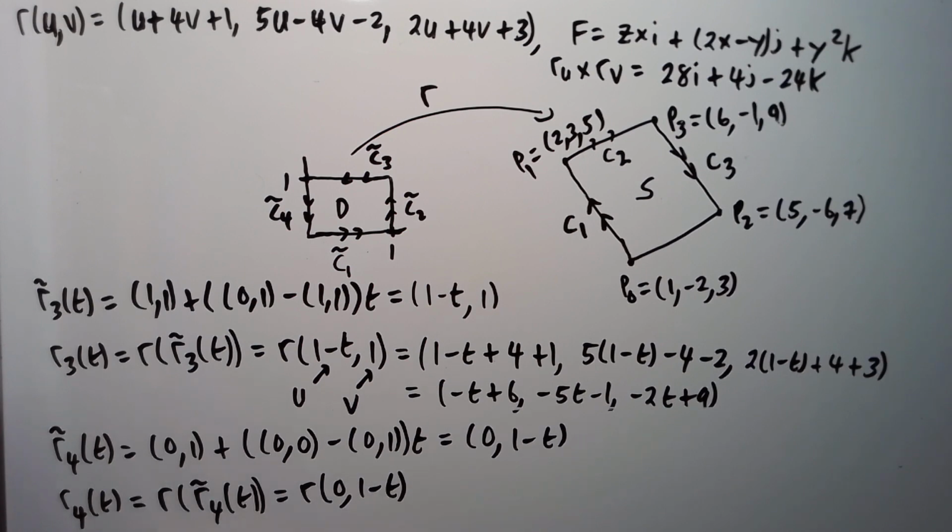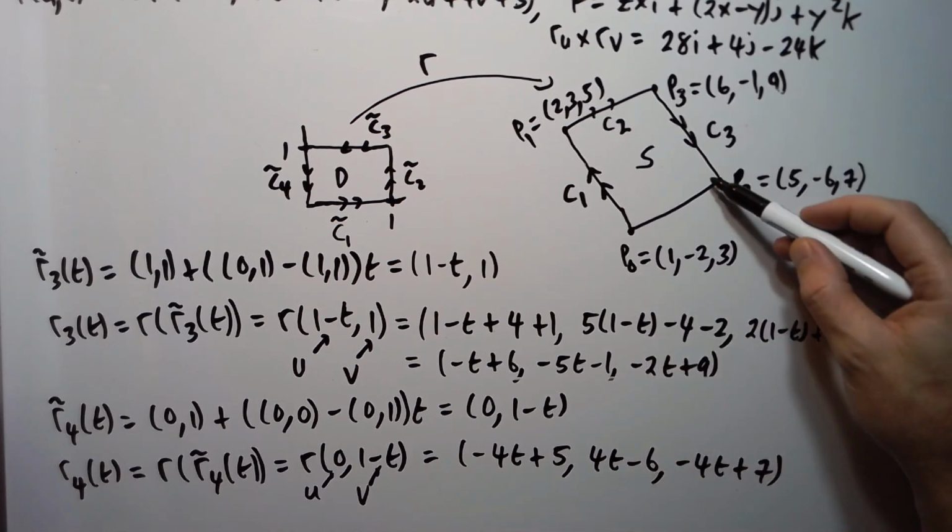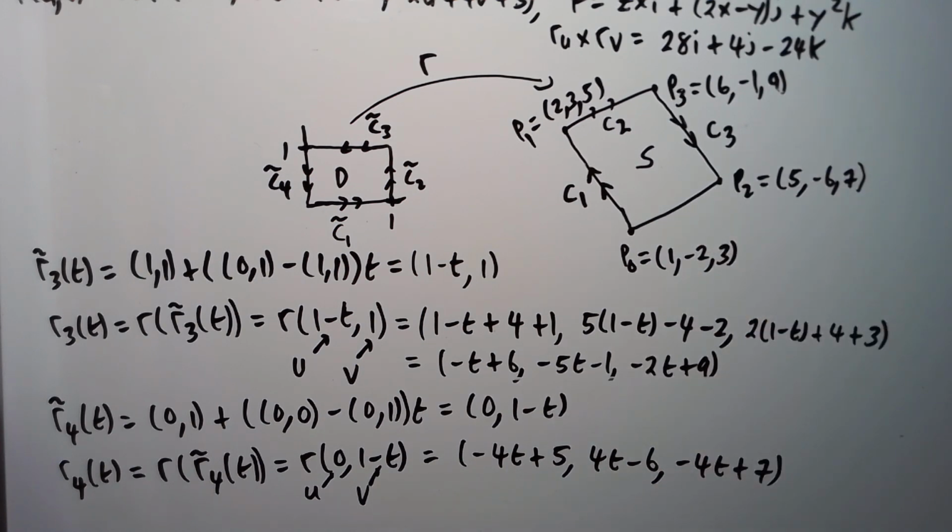Look at this. R4 is R of R4 tilde, which is R of 0, 1 minus t. So you're going to put 0 in place of u, and 1 minus t in place of v up there. You can check that when you do that, you get this. Then you can check at time 0, you're going to be at P2, and at time 1 you'll be at P0. So we're going this way. Let's call that C4.